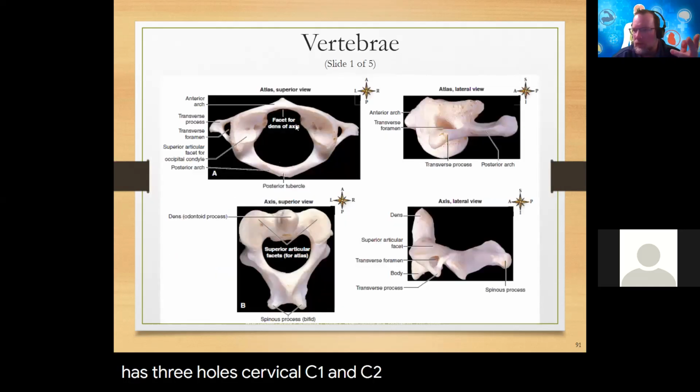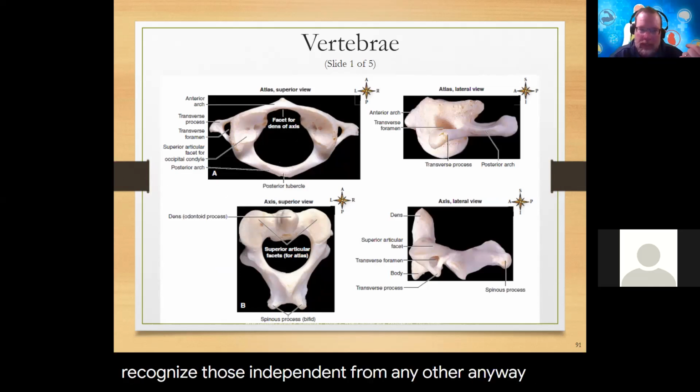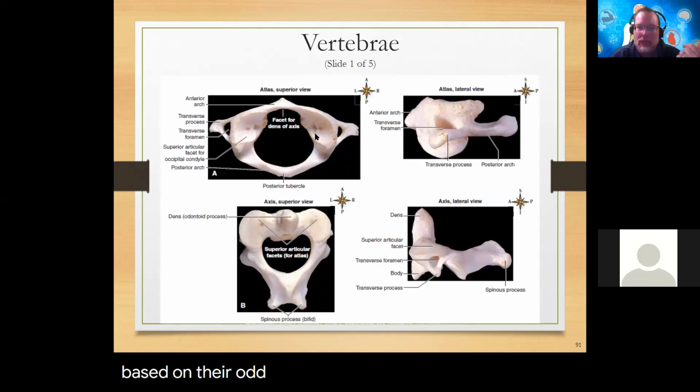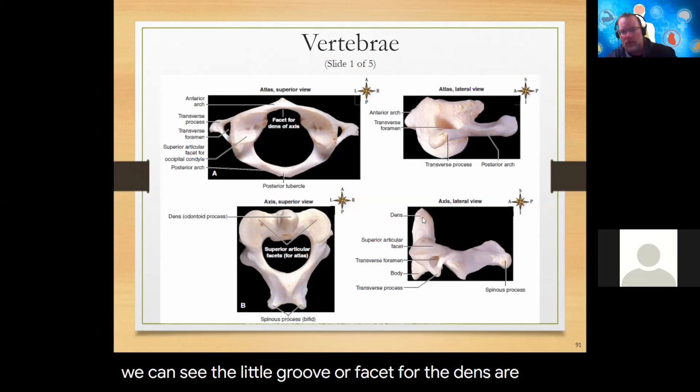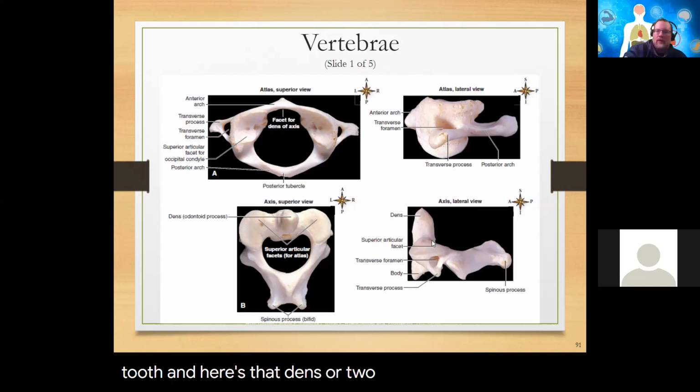C1 and C2, the special ones, the atlas and the axis, they also have three holes. You would recognize those independent from any other anyway, just based on their odd shapes. But here's the atlas. You can see it's got 1, 2, 3. It has a huge vertebral foramen. And then we can see the little groove or facet for the dens, or the tooth. And here's that dens or tooth. In a side or lateral view, we can also see the extra holes or foramen.